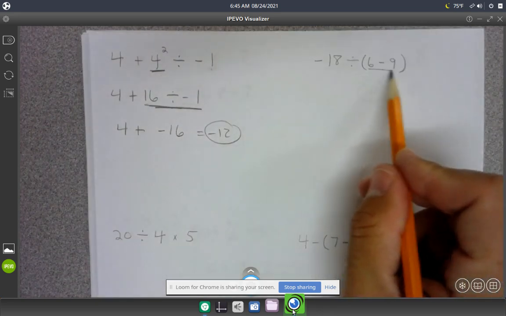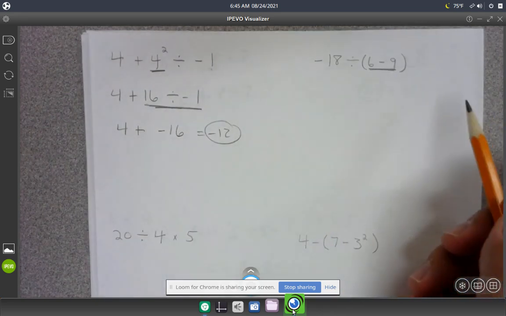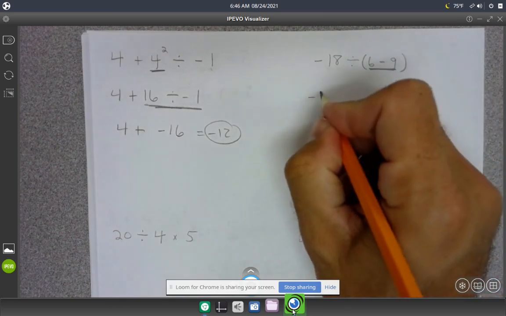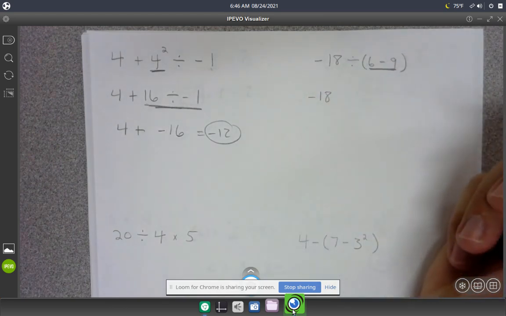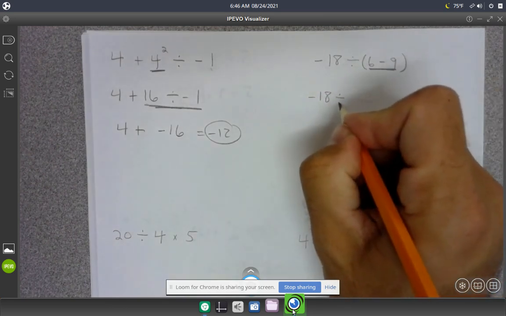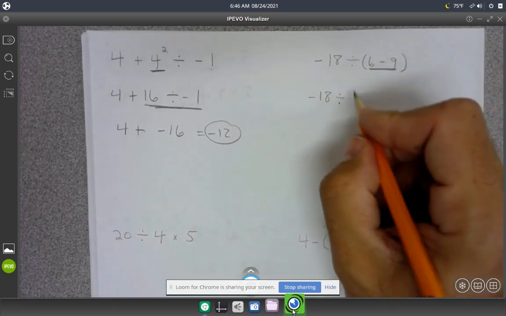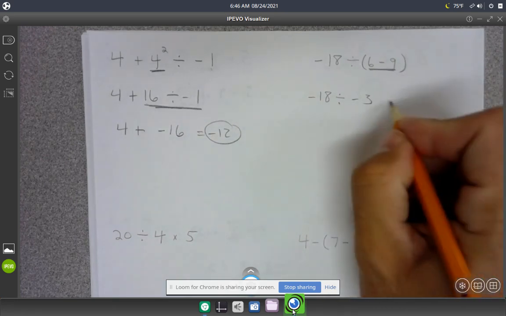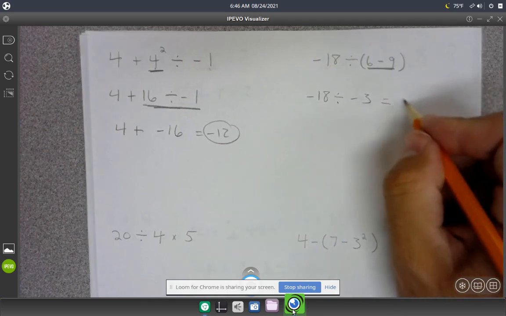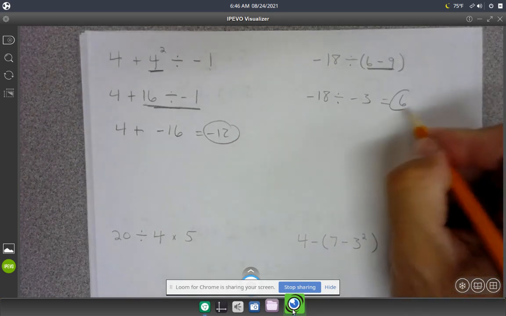On this one, we're going to get inside the parentheses, that'll be a negative 3. So it's negative 18 divided by this whole expression. Negative 18 divided by negative 3 is a positive 6. Cool.